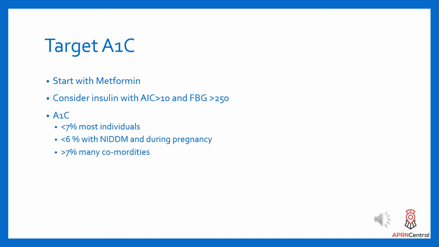But if it's somebody who's older or frail, greater than 7 may be acceptable for them because you worry about episodes of hypoglycemia, which would cause a fall, which perhaps could cause a broken hip or a significant head injury.